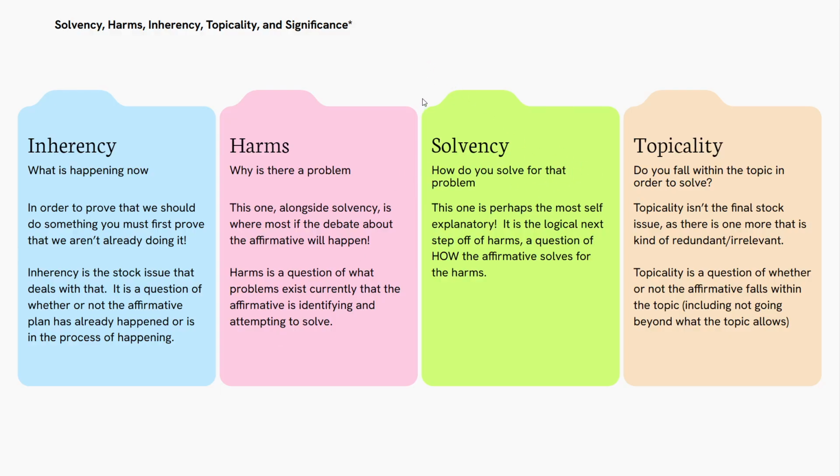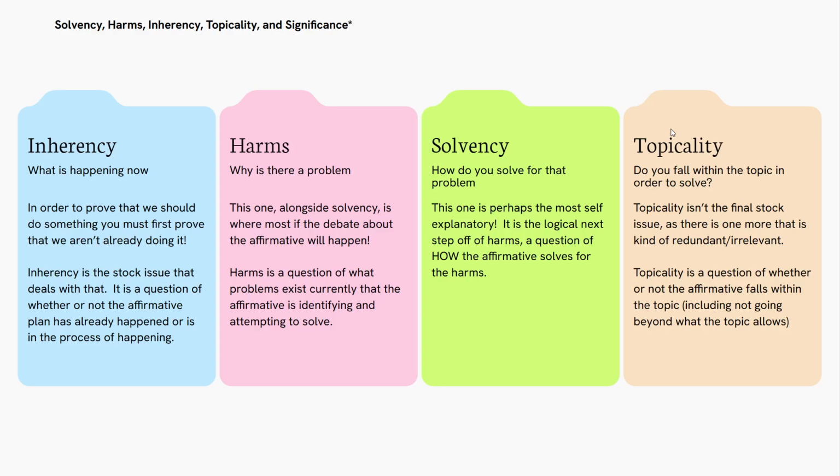Solvency is a question of how do you solve for that problem? Like, how does the plan solve for whatever harms they identify? This one is pretty self-explanatory. It's a logical next step of the harms. It's a question of how the affirmative solves for the harms, and it's their burden to prove what you do about it. The final one that we're going to talk about in this slide is topicality.